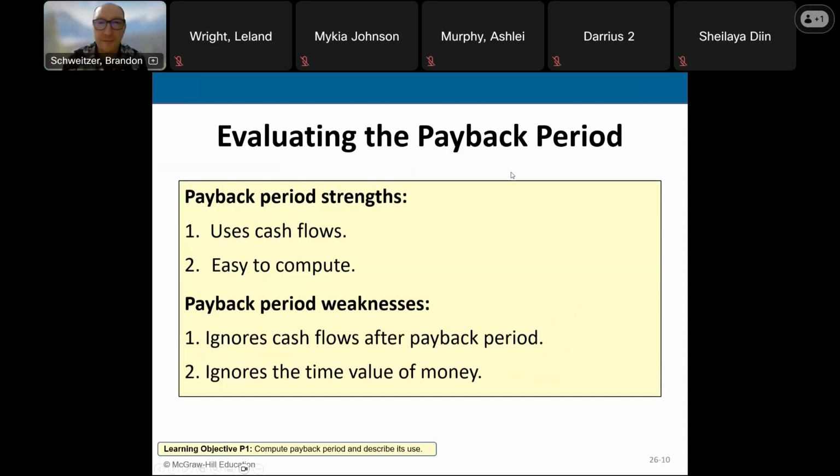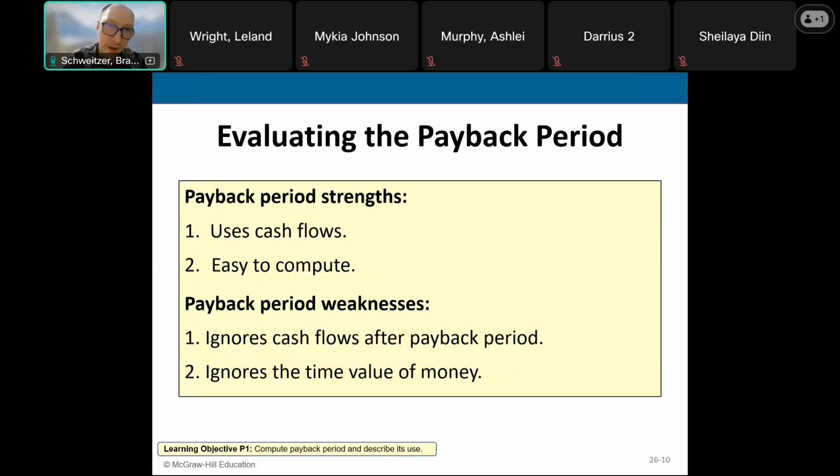Now, when it comes to evaluating the payback period, it's pretty easy to figure it out. It simply uses cash flows, pretty easy to compute. But where it's weak is that it ignores the cash flows after the payback period. Once I hit 0, I don't care. I'm in the positive. Great, who cares? Right? So that's kind of one of the weaknesses. And the reason why it's a weakness is because I might use that extra cash flow for another investment decision.